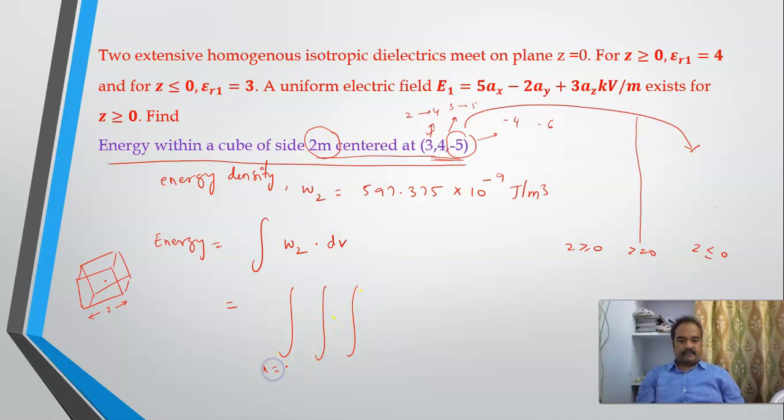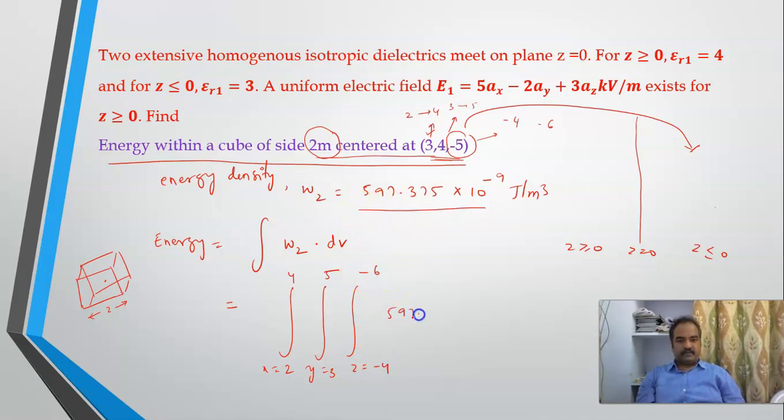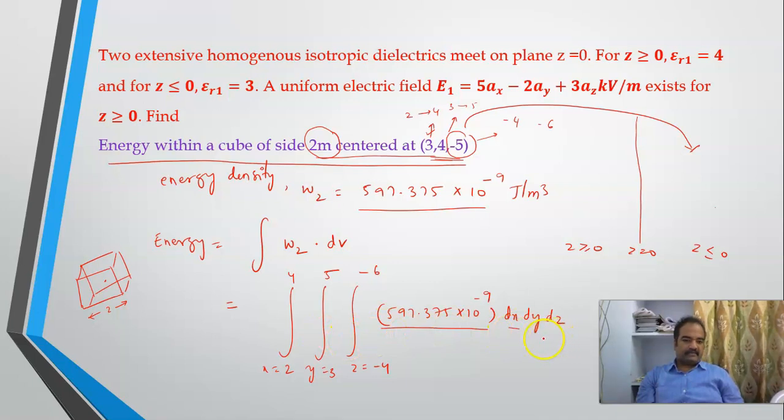So in this case, X is varying from 2 to 4, Y is varying from 3 to 5, and Z is varying from minus 4 to minus 6, and the value is 597.375 into 10 to the power of minus 9 into dv. dv you know, right? It is dx into dy into dz in Cartesian systems. There is nothing else here, so you can do it individually: separate dx, separate dy, separate dz, because there is no component here.